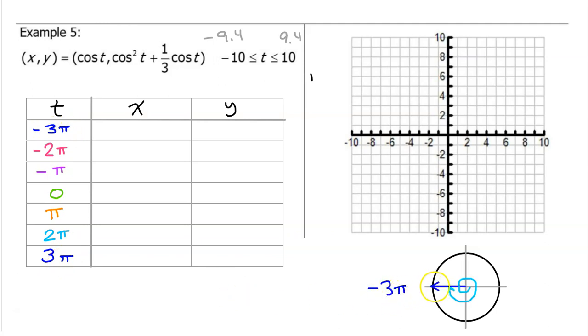-3 pi is right here on the unit circle. The cosine of -3 pi will be the x value, which is -1. So we have -1 for the x value. The y value is cosine squared, so y will be -1 squared plus 1/3 of the cosine, so 1/3 of -1. Well, that's just going to be 1 minus 1/3, which is about 0.7.